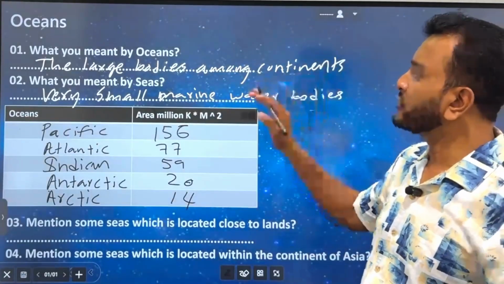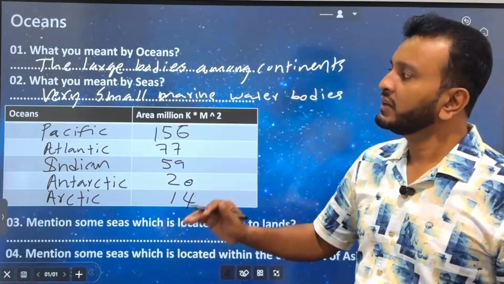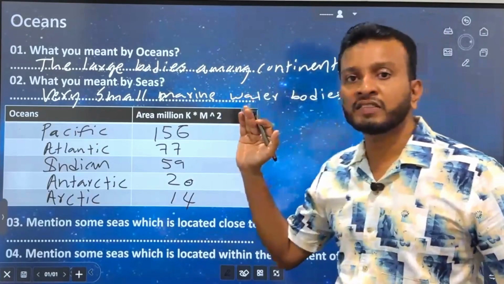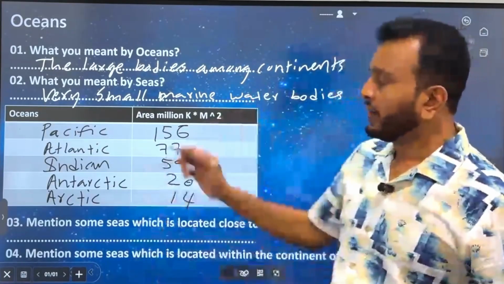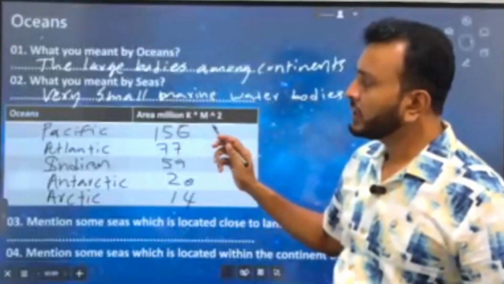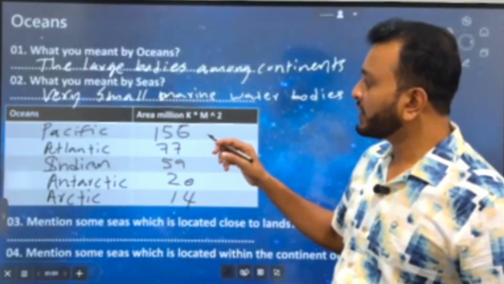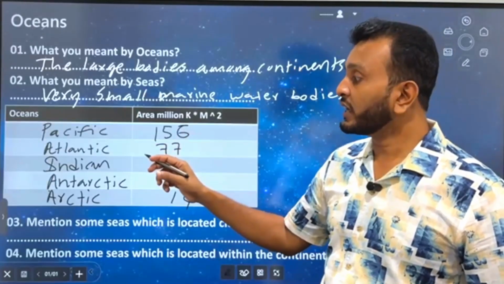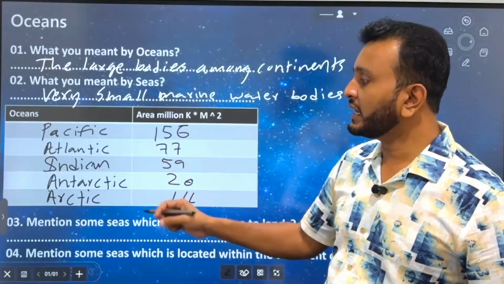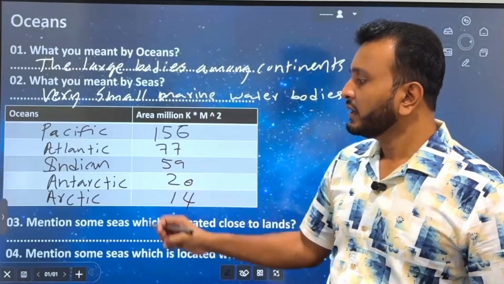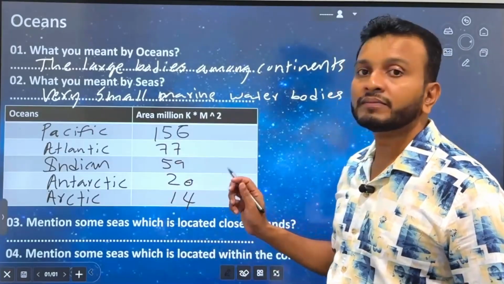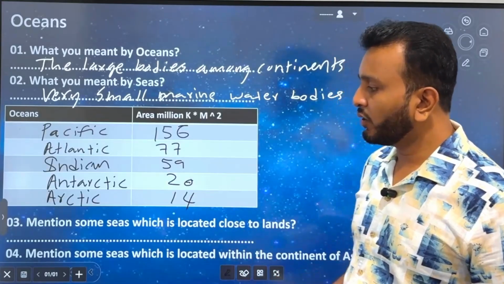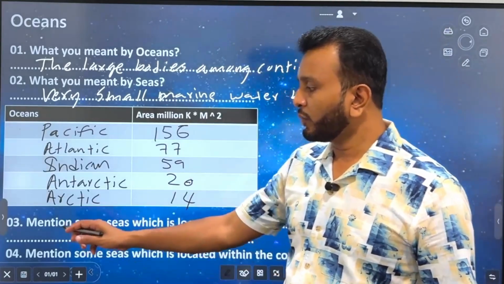Oceans are the large water bodies among the continents. Very small marine water bodies are called seas. Pacific is the largest ocean, 156 million kilometers. Atlantic is second, 77. Indian is third, 59. Antarctic 20 million kilometers. Arctic 14 million kilometers.